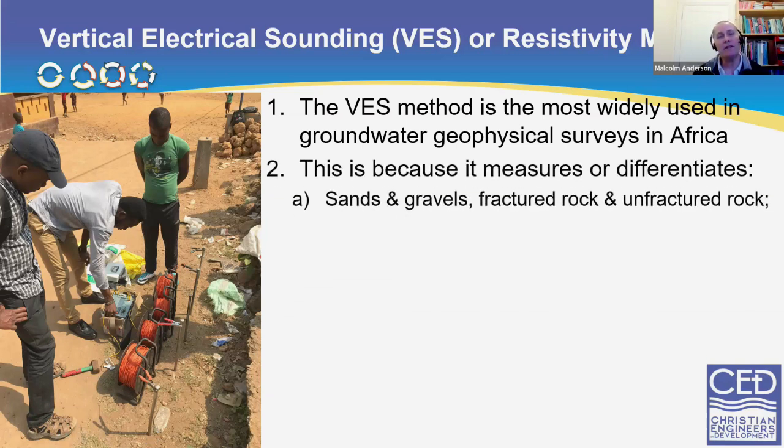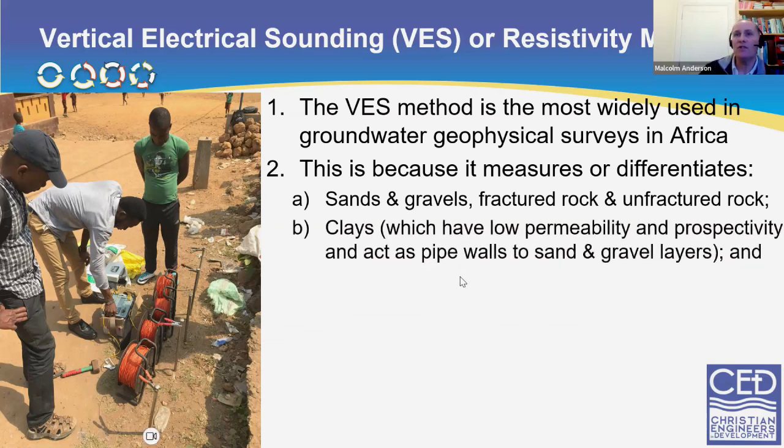No, it's fortunate that the electrical methods differentiate quite a bit. They're able to differentiate sands and gravels from fractured rock and unfractured rock. The reason for that is that it's not so much the fractures that you're measuring, but the water that sits inside the cavities, or porosity as we call this in hydrogeology. So the higher the percentage of porosity, the higher the percentage of water in the rock, and the more conductive it is, and that then shows up in the resistivity.